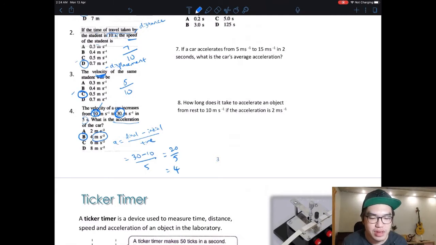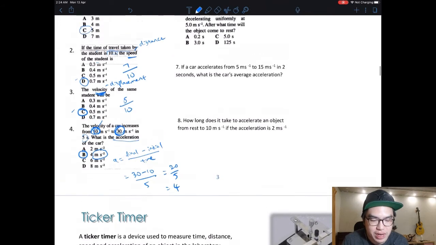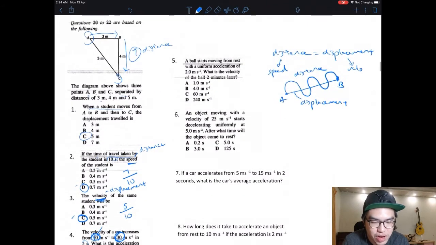Alright, simple. Next. Number 5, a ball starts moving from rest with a uniform acceleration of 2. So now they give you acceleration. What is the velocity of the ball 2 minutes later? So we first convert the 2 minutes. We cannot use 2 minutes, we need to use seconds. So 2 minutes, how many seconds? 2 minutes is 120 seconds.